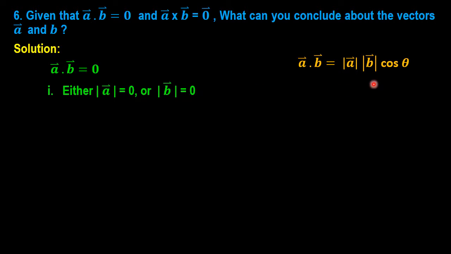Now the second condition is when theta equals 90 degrees. So 90 degrees means A and B are perpendicular to each other. So also when theta equals 90 degrees, or A and B vectors are perpendicular, then the dot product of the two vectors will be 0. So that we can write A and B are perpendicular to each other.